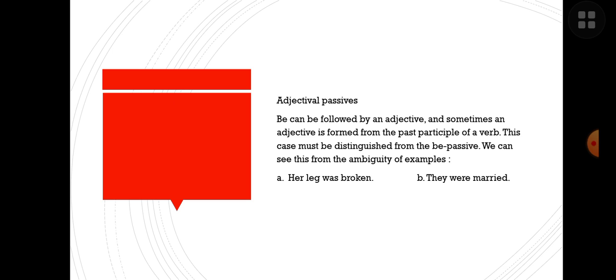And the last, adjective passive. Be can be followed by an adjective, and sometimes an adjective is formed from the past participle of a verb. This case must be distinguished from the be passive. We can see this from the ambiguity of the examples: A. Her leg was broken, and B. They were married.